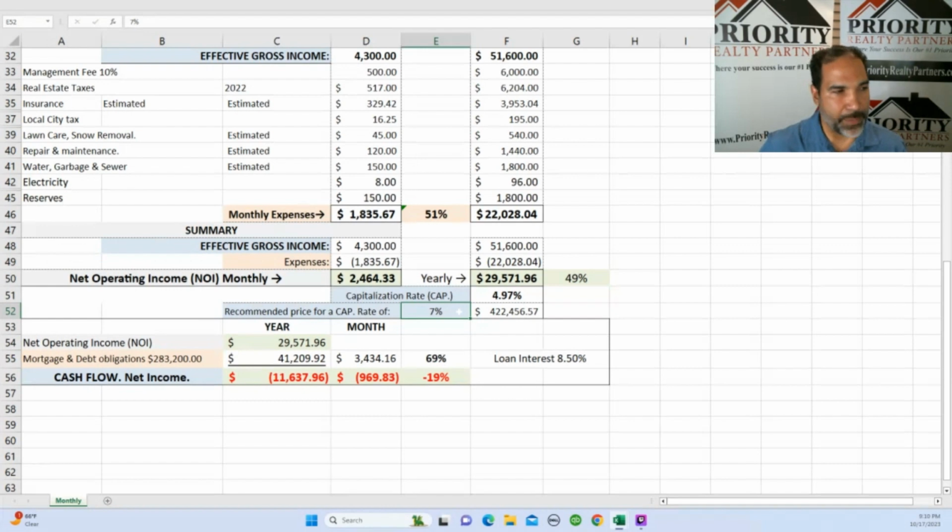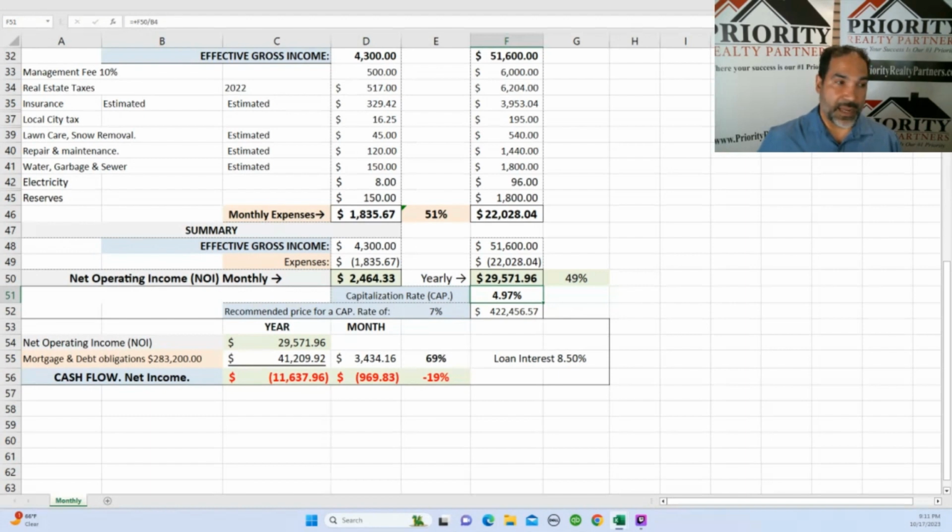How much should I pay? The numbers tell me here I should pay $422,456.57. At that price, with this net operating income, I will receive a 7% cap rate. But currently, this is the actual 4.97%.